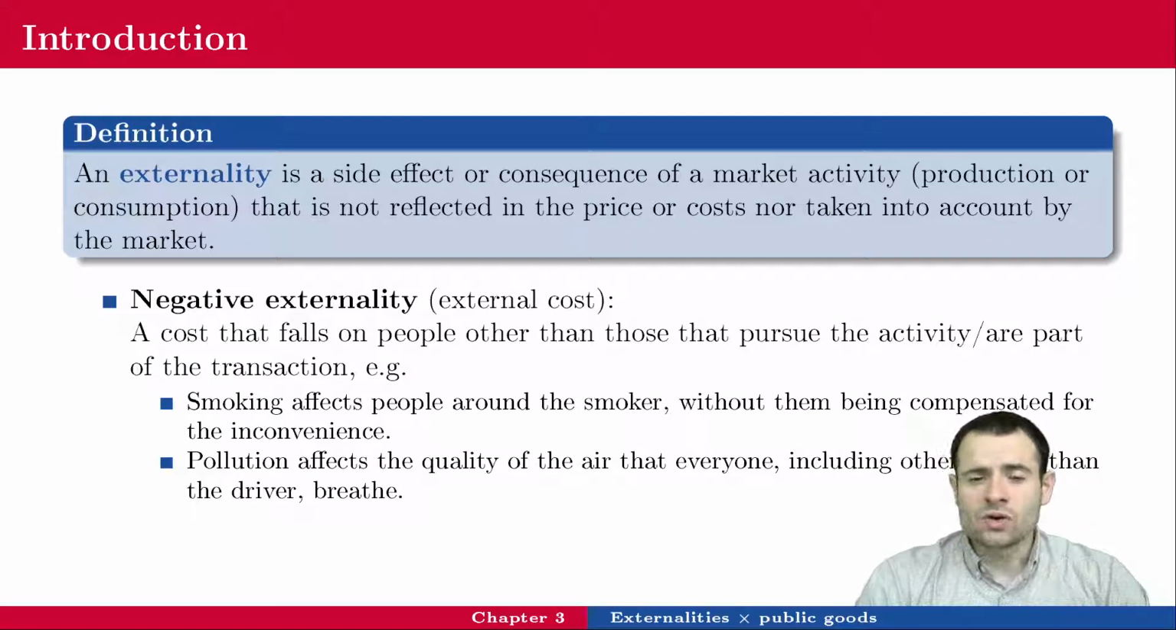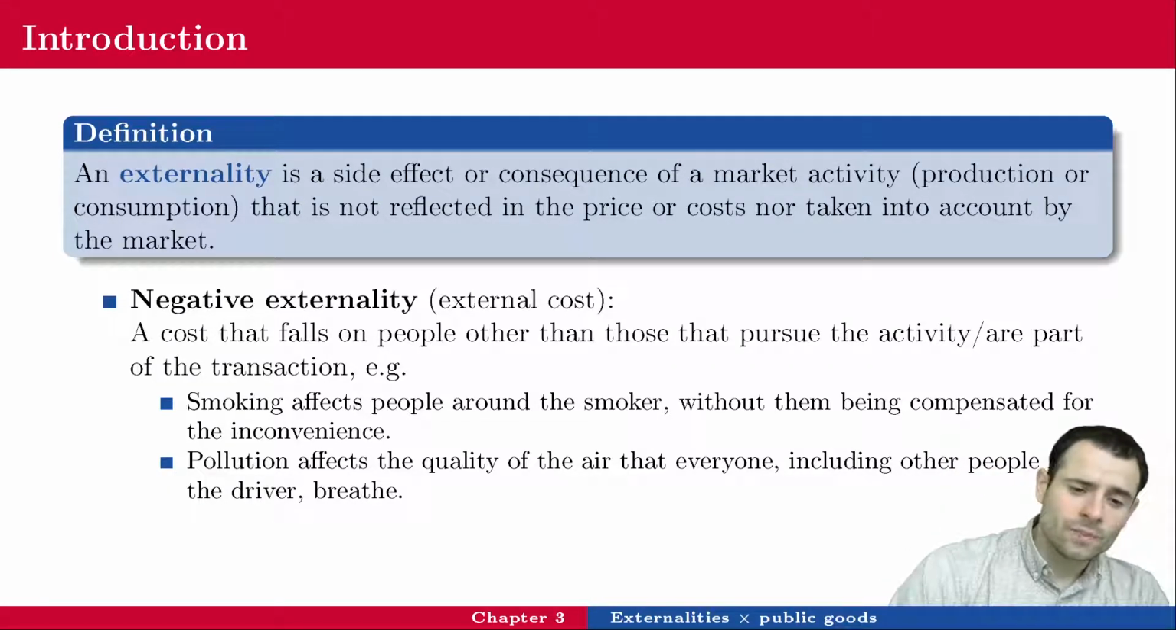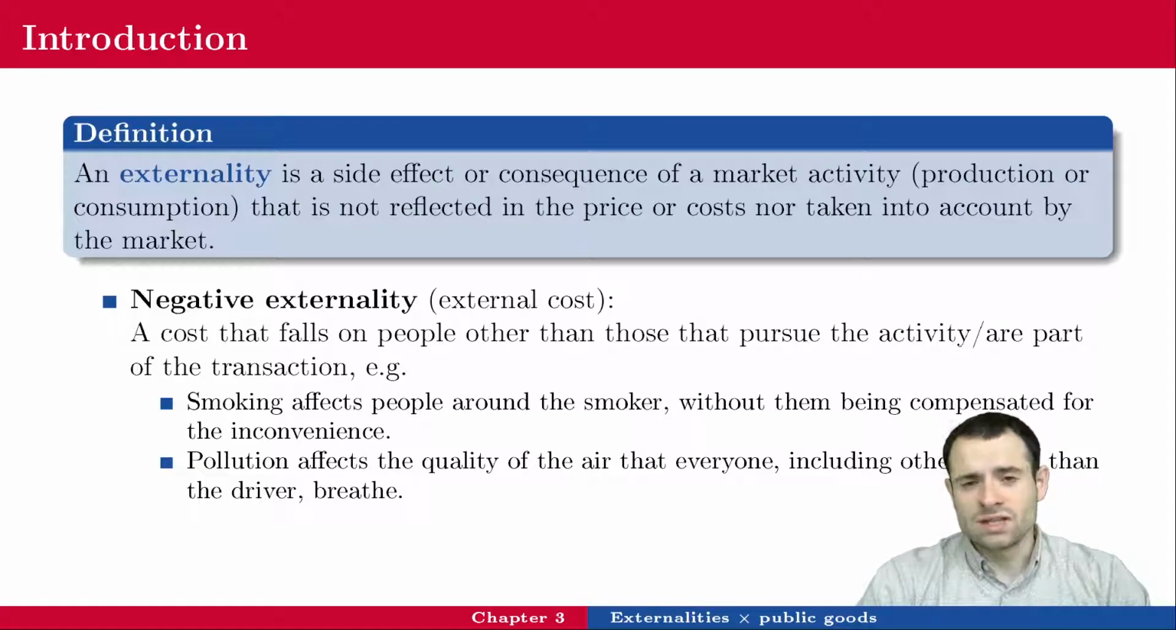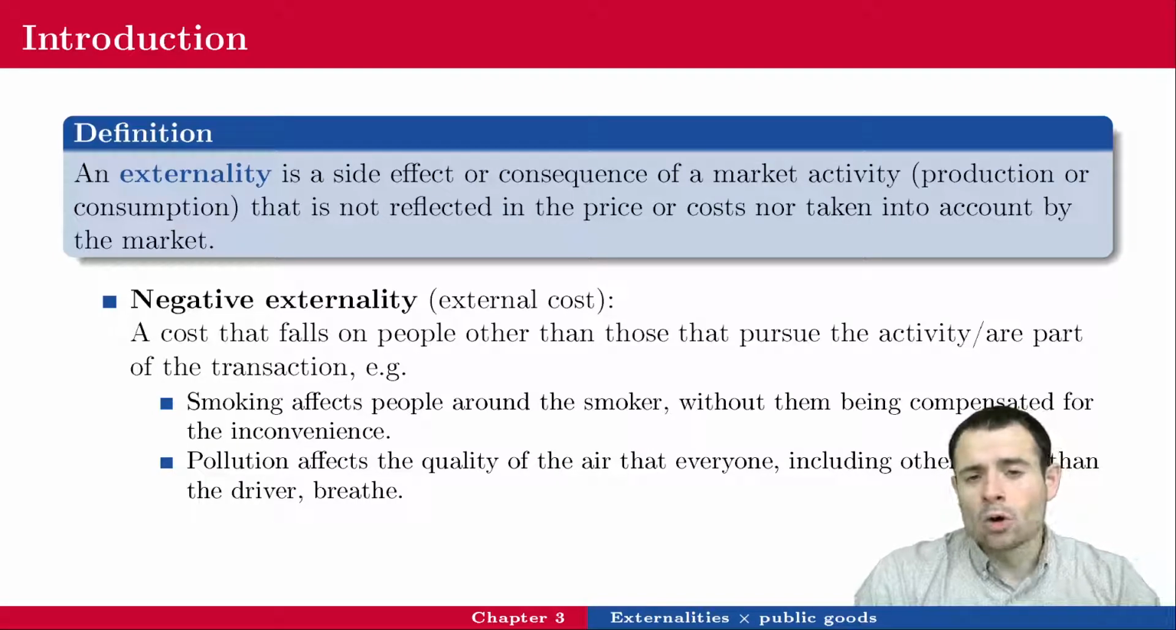Pollution is also a kind of negative consumption externality. It affects the quality of the air that everyone, including other people than the driver, will breathe. If a driver buys gasoline for his car to consume in order to drive around, he is not taking into account the impact of his car consumption on bystanders. Bystanders are not being compensated for the fact that they are breathing a lower quality air due to the activity of the car.